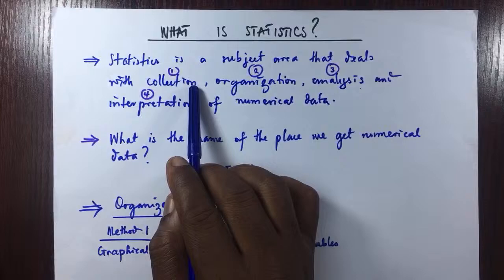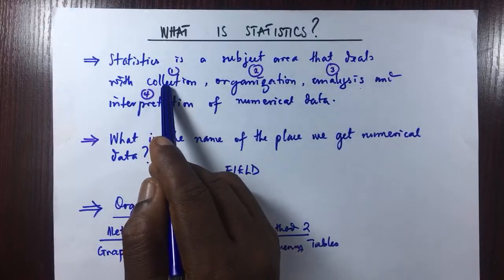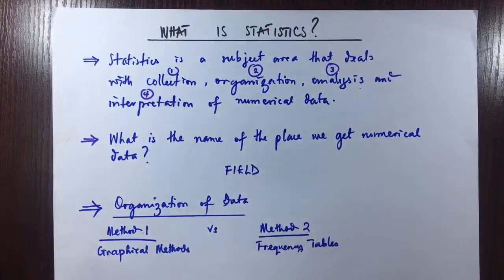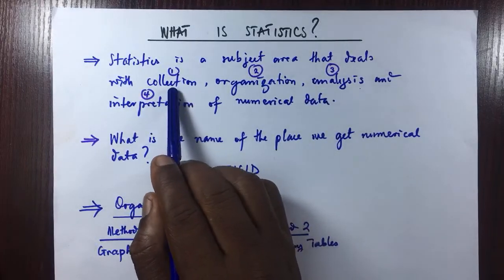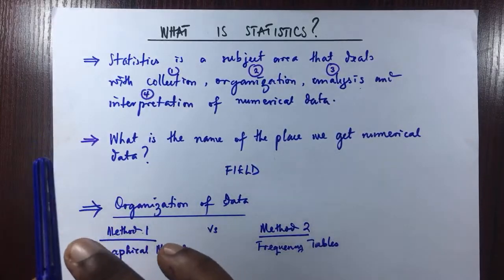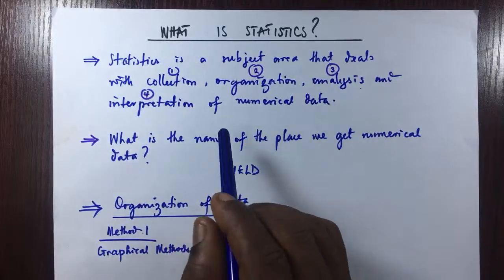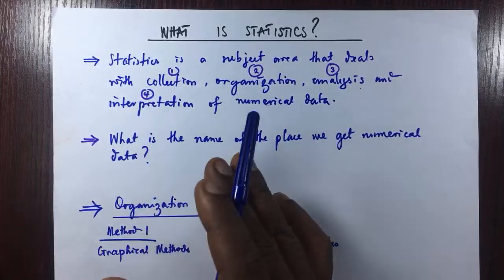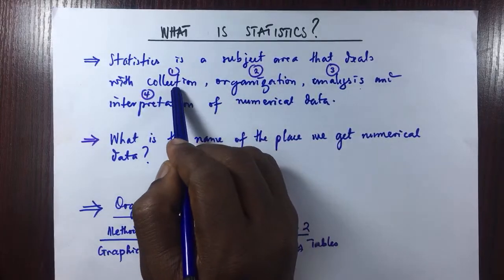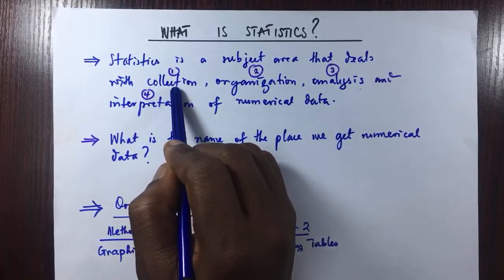So when you go to the market with the aim of getting items to cook, the first thing you do, you can't cook anything if you don't collect what you need to cook. So statistics begins just like in your home with collection of items. The only difference is that in statistics, our items are numerical data, not foodstuffs.